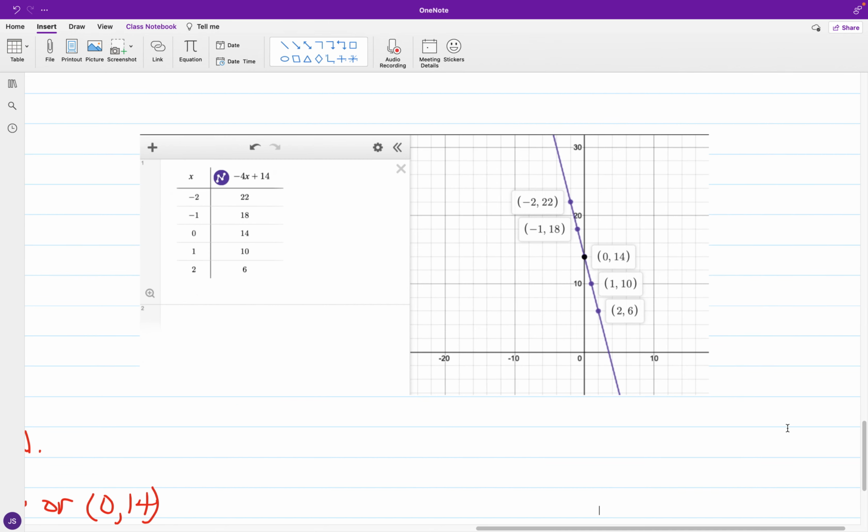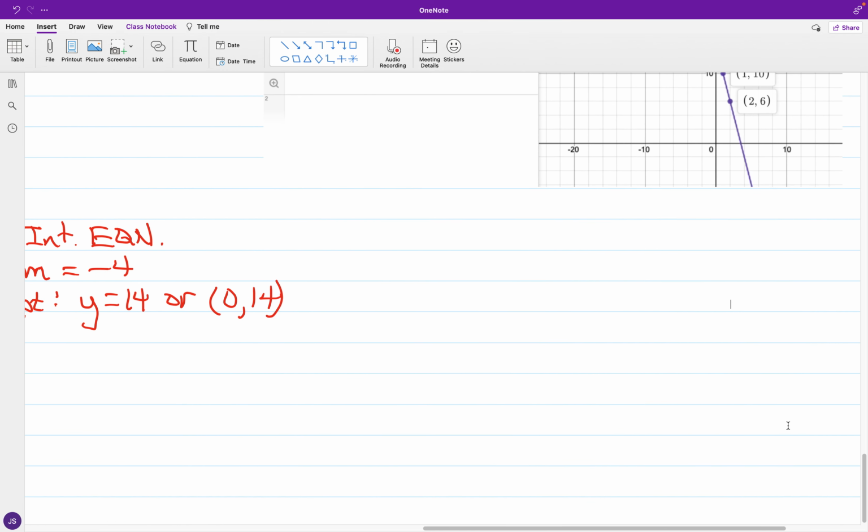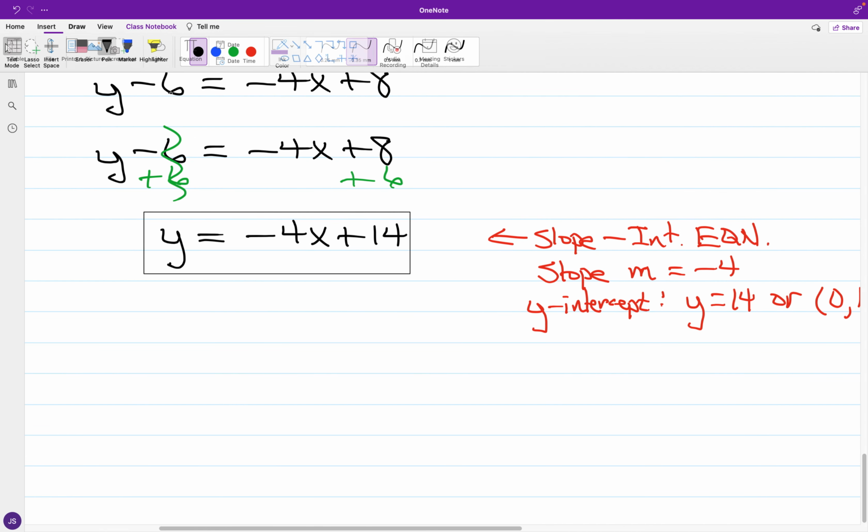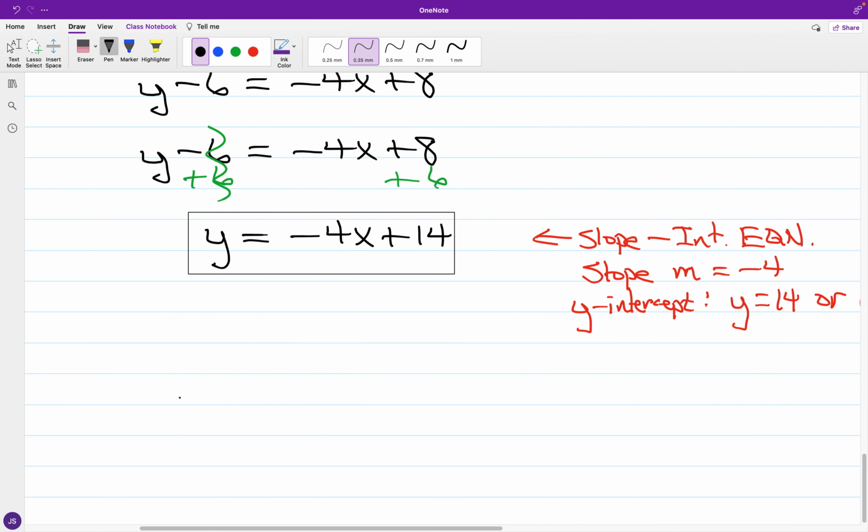Now, for these two cases, I've had the slope provided, but let's say that instead of having the slope given, the line is going to run through 2 points. So you have 0, 6 and 2, 12.